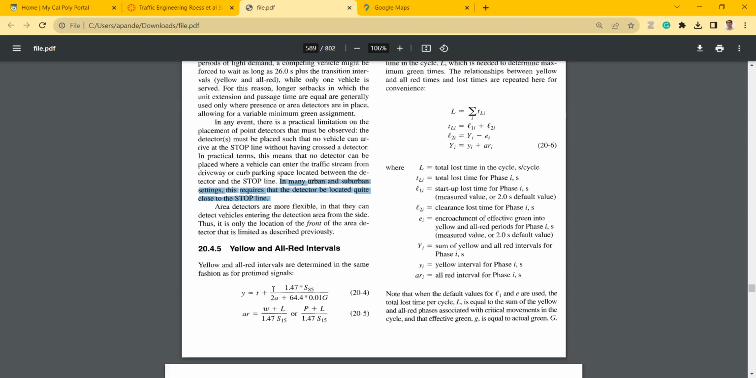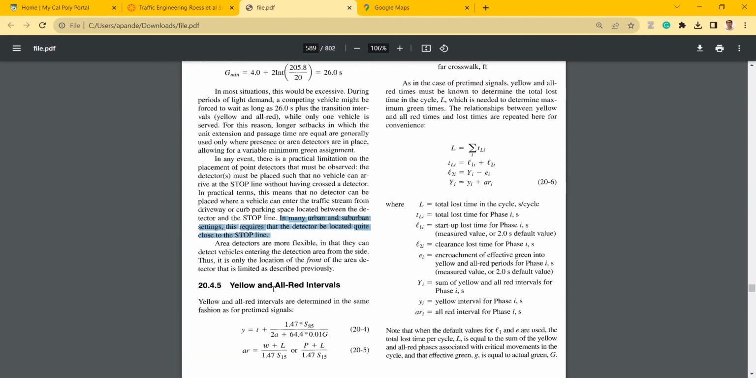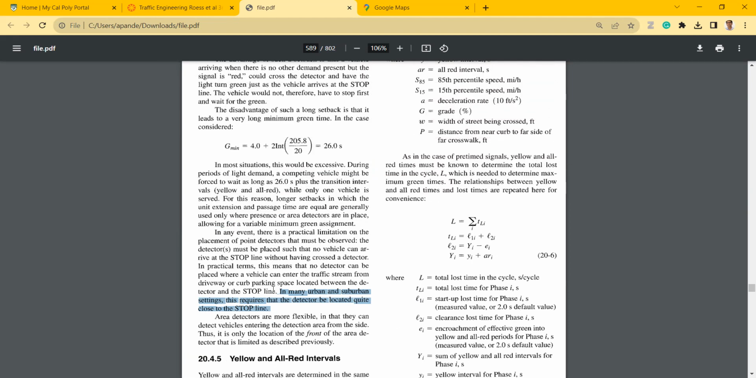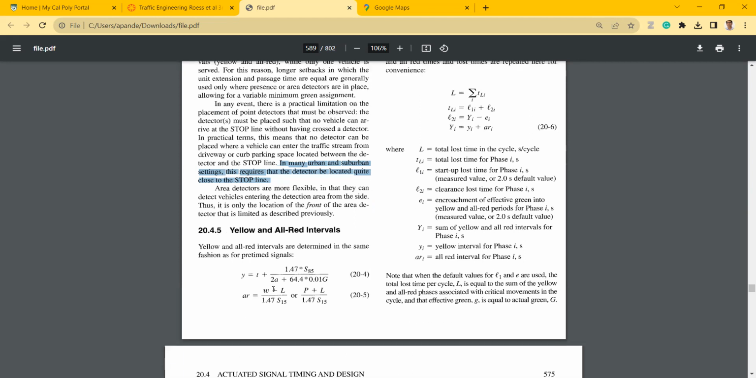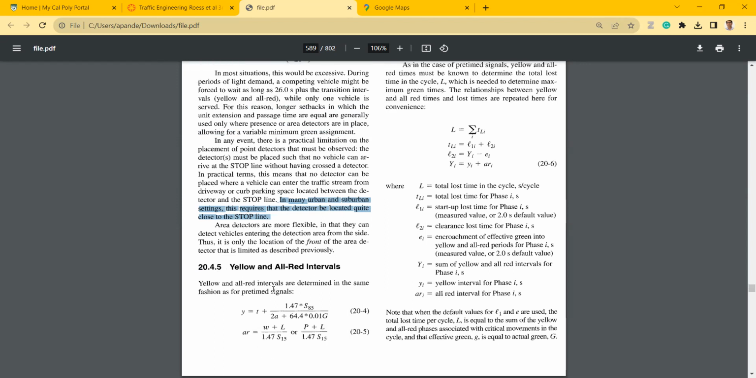Okay, so once you've figured out where you're going to place the detector and your minimum green time, the next thing you do is figure out your yellow and all-red interval, which is these formulas. We've seen these formulas before. Now, one thing to note here, and you might want to make a careful note, is that weirdly, they use the value of capital L. I think that's a problem with this book a little bit, so make sure that you pay attention.